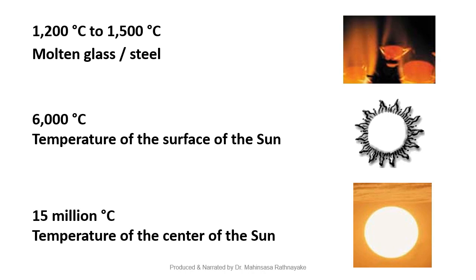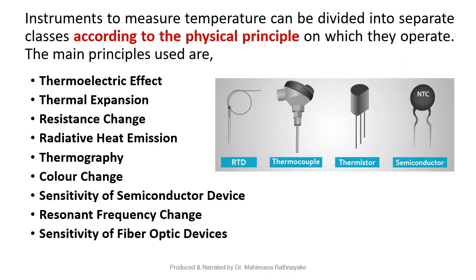So that means we have to cover a huge range of temperature. Of course, in process industries we don't have to cover up to millions of degrees Celsius, but our temperature measurement instruments have to cover certain minus degrees Celsius to certain thousands of degrees Celsius. So this would be the range that we are focusing on in temperature measurement and instrumentation.